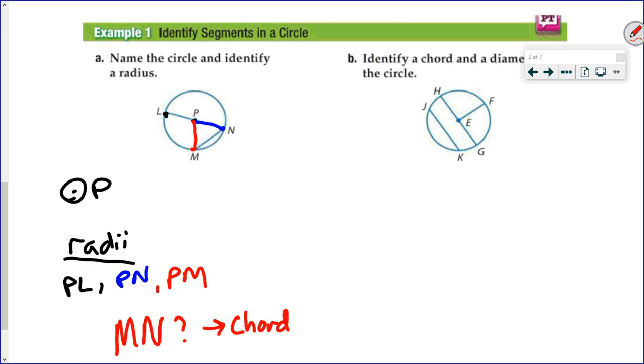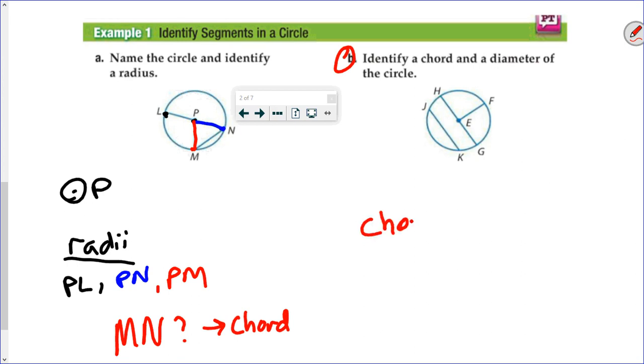All right, so here, problem B, we've got to identify a chord and a diameter of the circle. So again, there's 2 chords I see here. A chord is just a segment with endpoints on the circle. So certainly JK would work, it's got endpoints on the circle. HG also has endpoints on the circle.